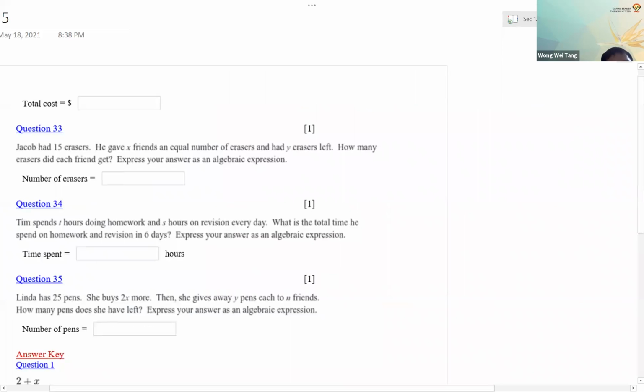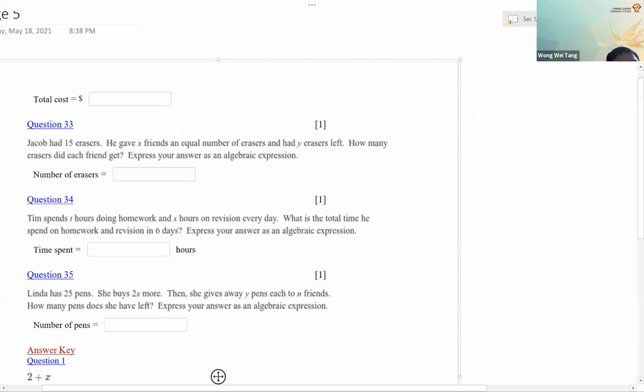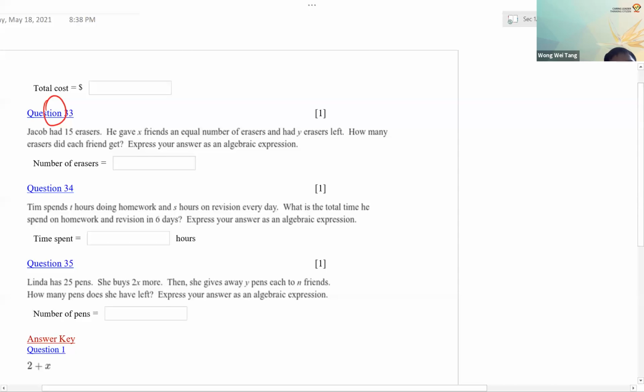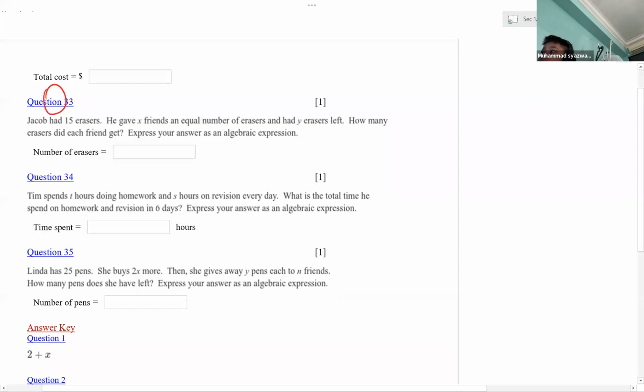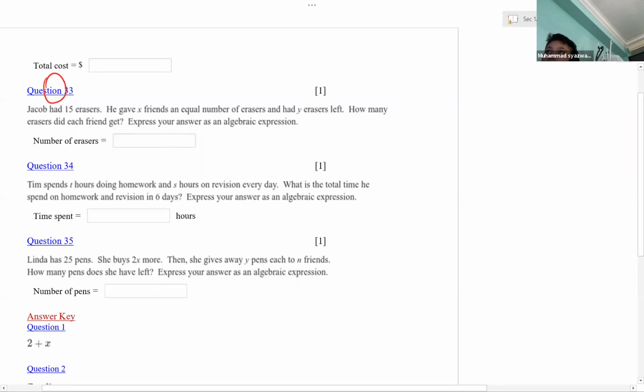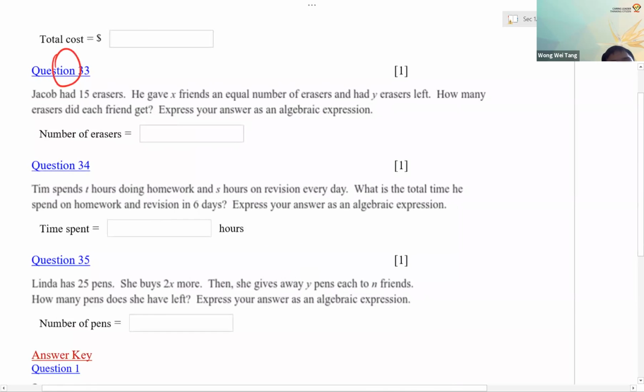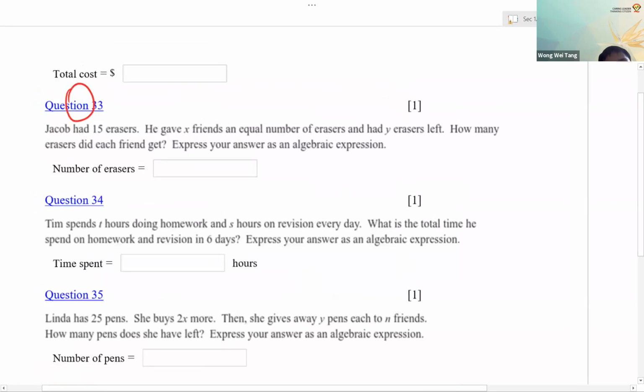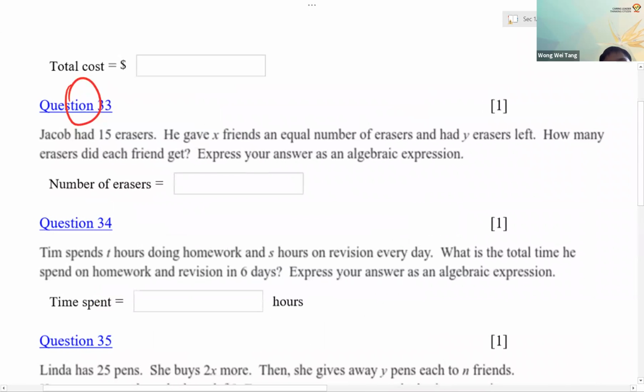Question 33, similar question. Let's go with 34. Okay, we'll stop at question 34. So Tim spends T hours doing homework and S hours on revision every day. So what is the total time they spend on homework and revision in 6 days? In 6 days. So one day, he spends how many hours?